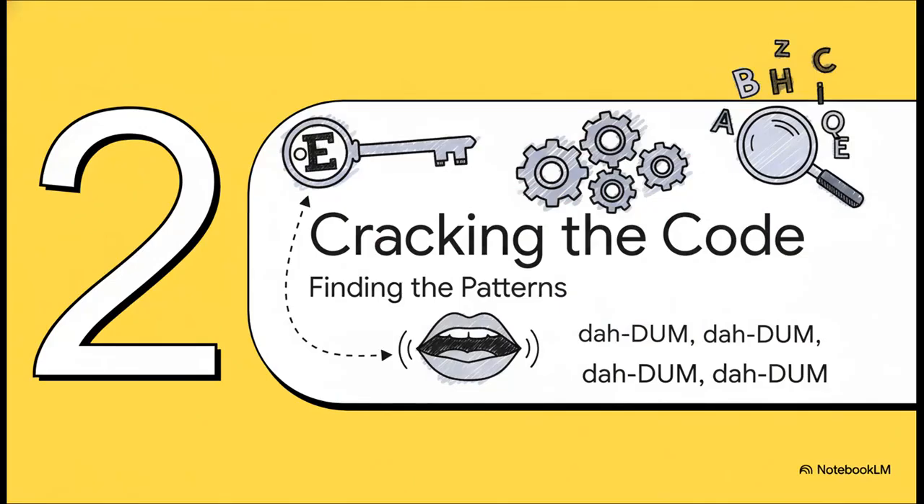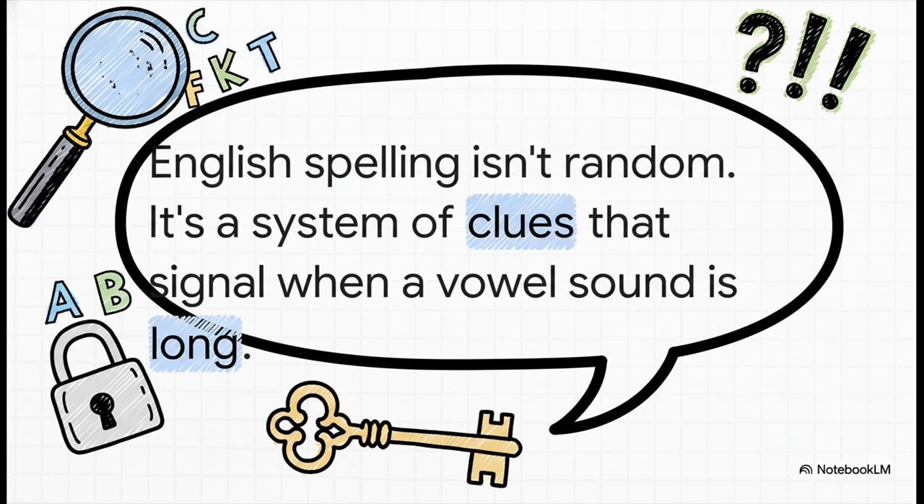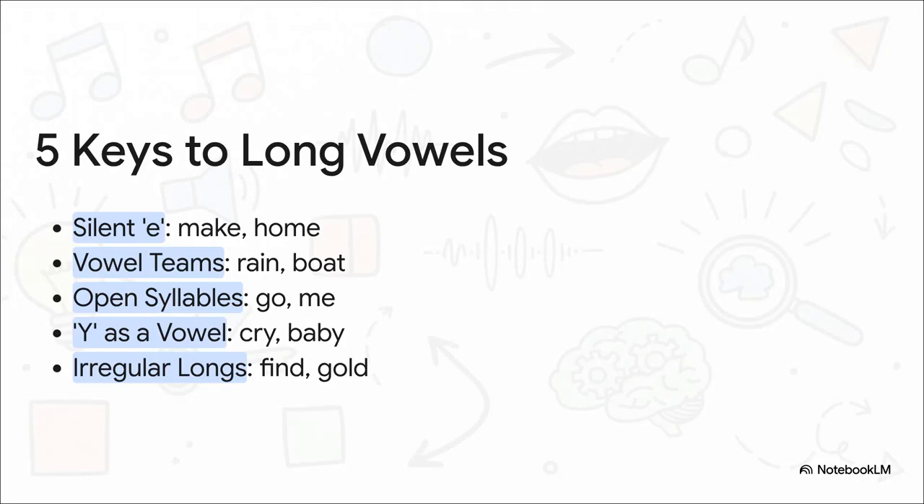Okay, so we've got the sounds and we've got the rhythm. But how does this all connect back to the actual spelling? This is where we go from understanding what the sound is to understanding how the letters on the page tell us which sound to use. And this is the most important part. English spelling isn't just a jumbled mess of letters. It's actually a system of clues. It's a decoder key. And once you learn how to spot these clues, you'll know exactly when a vowel is supposed to sound long.